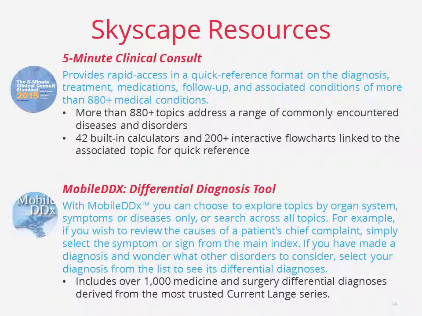for your patients. The mobile DDX differential diagnosis tool allows you to choose and explore topics by organ system, symptoms or diseases only, or search across all topics. For example, if you wish to review the causes of a patient's chief complaint, simply select the symptom or sign from the main index. If you have made a diagnosis and wonder what other disorders to consider, select your diagnosis from the list to see its differential diagnoses.